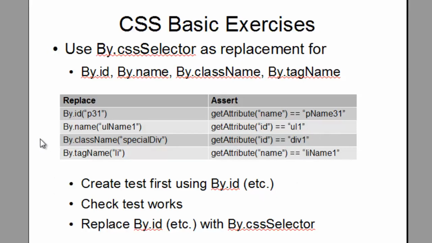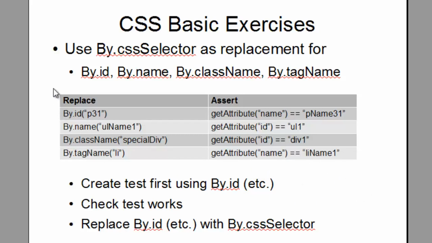Create another test which does a findElement with a by class name for special div. And again assert that the ID is div1. Then lastly create a findElement test which does a by tag name on a list item, and then checks that the attribute name equals li name1.